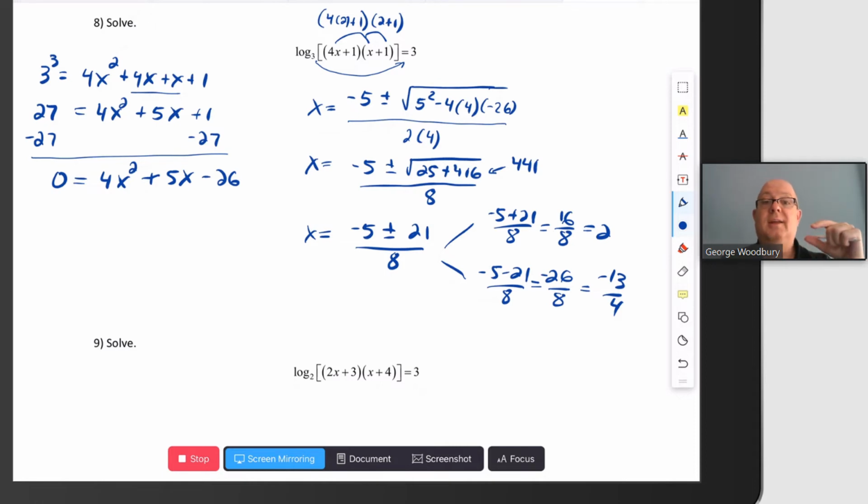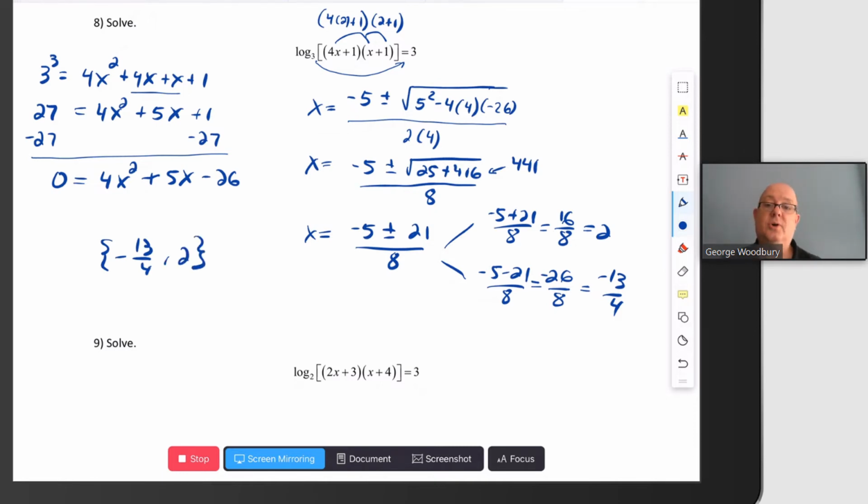By the way, if that had been written as the sum of two logarithms to begin with, log base 3 of 4x plus 1 plus log base 3 of x plus 1, the negative 13/4 wouldn't have worked. Both arguments would have been negative, but we didn't have that, so here they're both okay. Negative 13/4, comma 2.